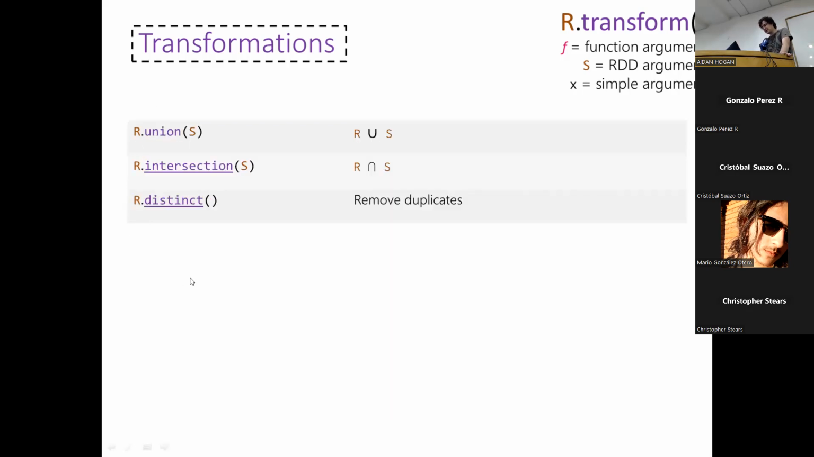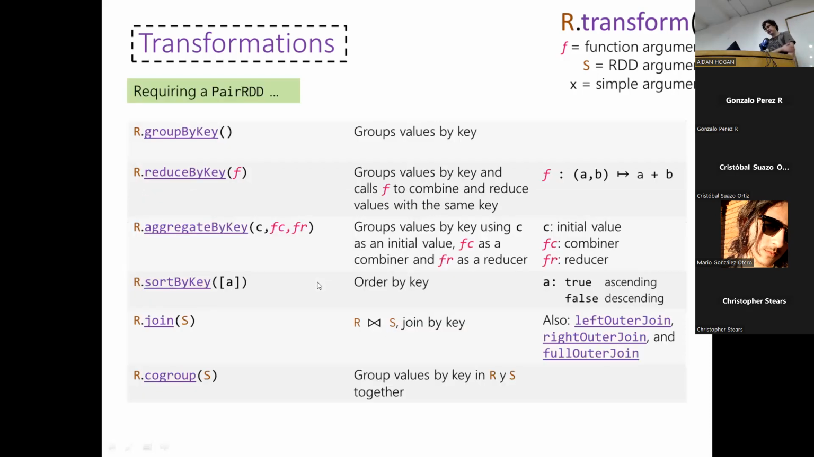Okay. So we have some relational or set type operators. In this case, we have union, which will just take all of the tuples that are in R or S. We'll take the intersection, which are all the tuples in both R and S. And we can apply a distinct to remove duplicates from an RDD. Okay. So the ones that are a bit more interesting, maybe a bit different, are group by key, reduce by key, and aggregate by key.